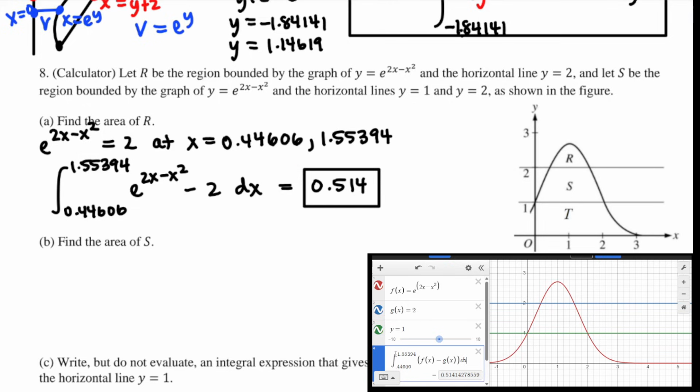Okay, finding the area of S, that's going to be a little bit trickier. We're going to have to divide that up into 3 parts. So I'm going to just kind of trace that. It's not exactly a trapezoid, but I actually like the look of this for what I need to do here. So I'm going to split this up into 3 integrals.